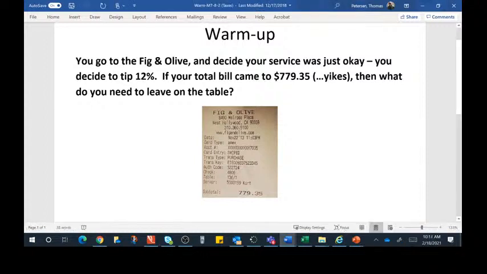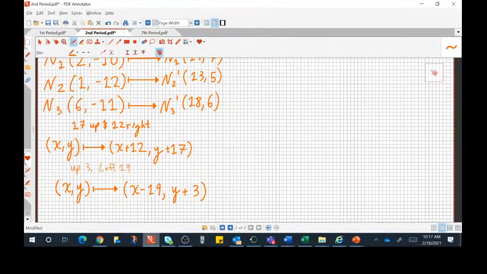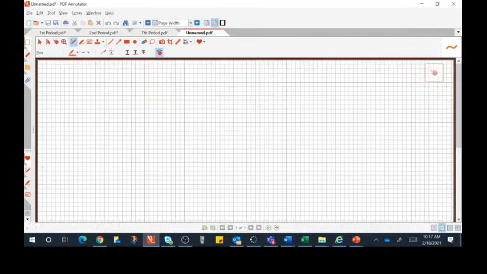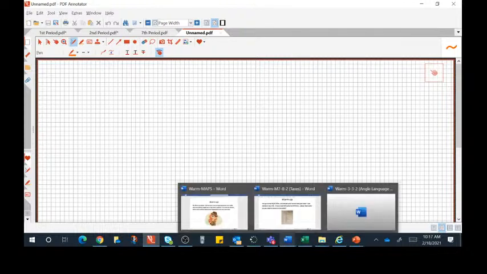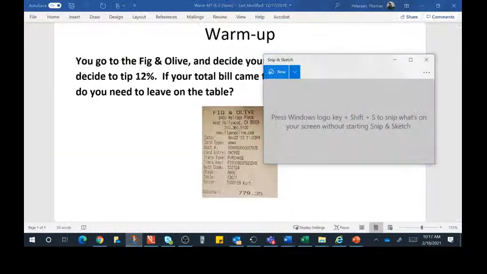Then what do you need to leave on the table? Let's find out. And you might want to pause this because we're going to get this going in 5, 4, 3, 2, 1. Pause. Spoiler alert for the distance learners. All right, everybody. Can I get you back up here in 5, 4, 3, 2, 1.